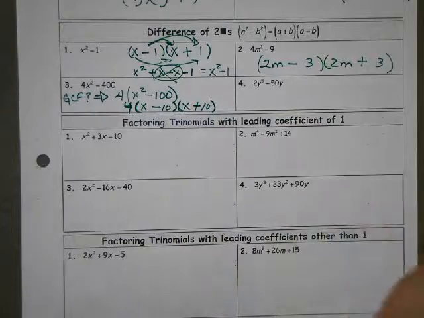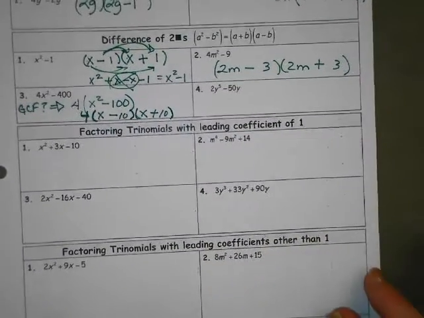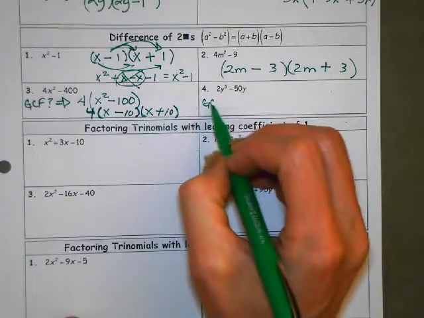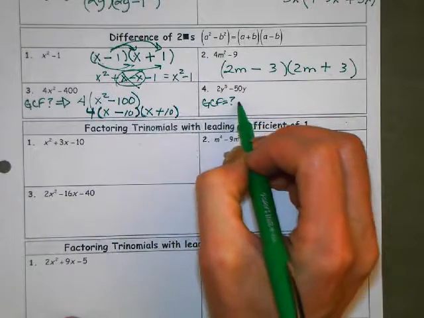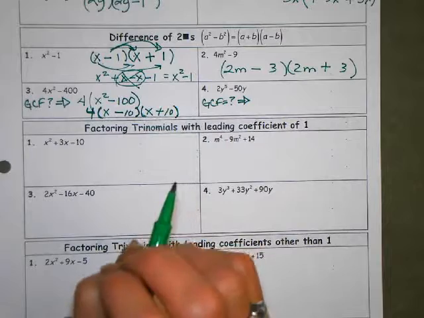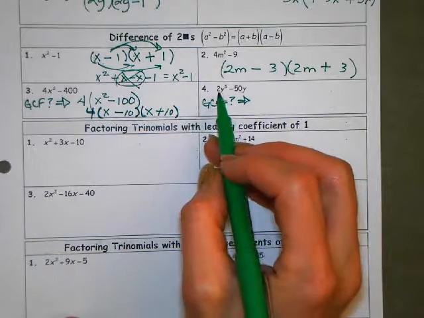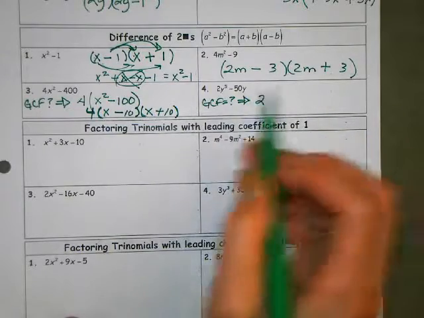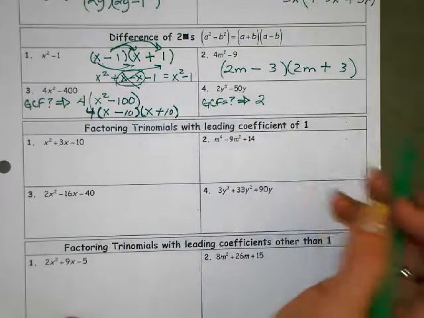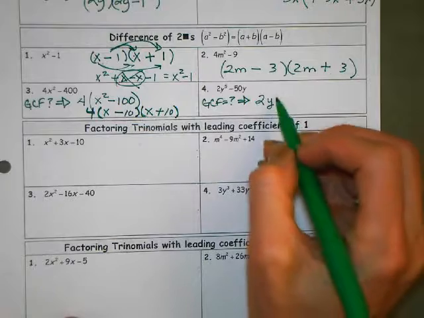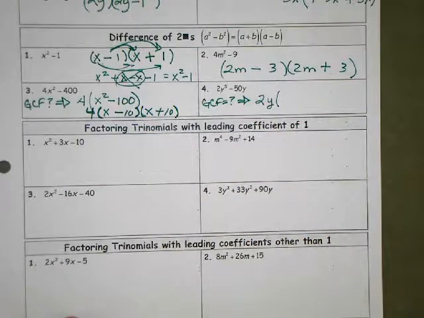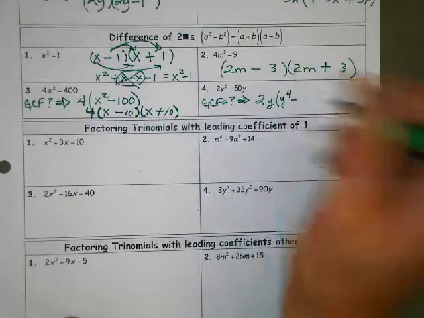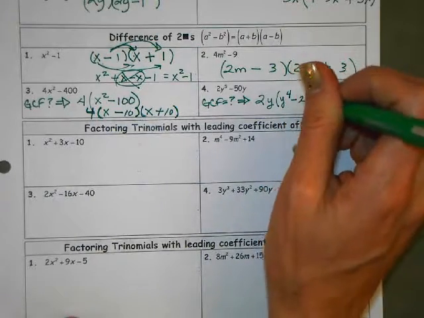Alright, so let's look at number 4. So my first question, is there a greatest common factor? There is. What is it? 2y. Notice how I have 2 that I can take out of both, right? And then notice I have y I can take out of both. When I take out a 2y, what am I left with? y to the 4th minus 25.